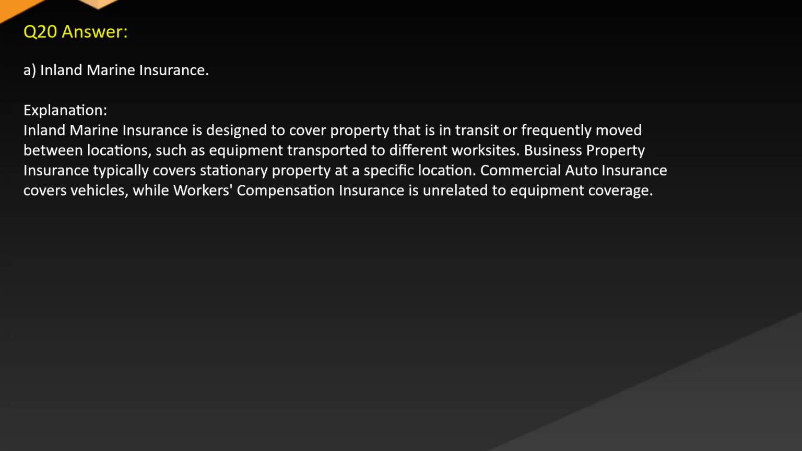Explanation. Inland marine insurance is designed to cover property that is in transit or frequently moved between locations, such as equipment transported to different work sites. Business property insurance typically covers stationary property at a specific location. Commercial auto insurance covers vehicles, while workers' compensation insurance is unrelated to equipment coverage.